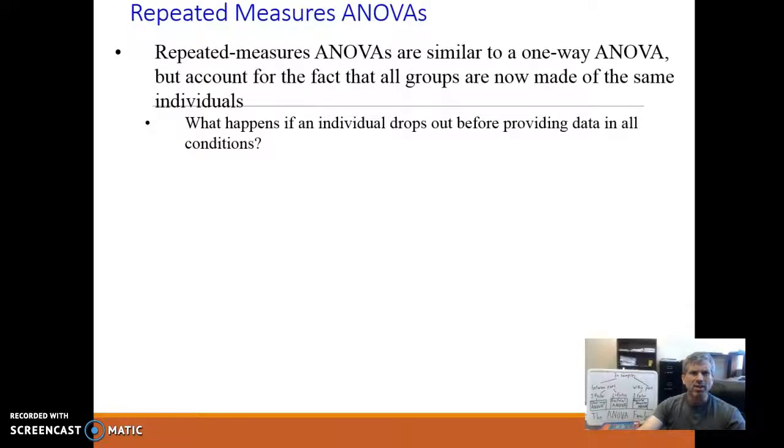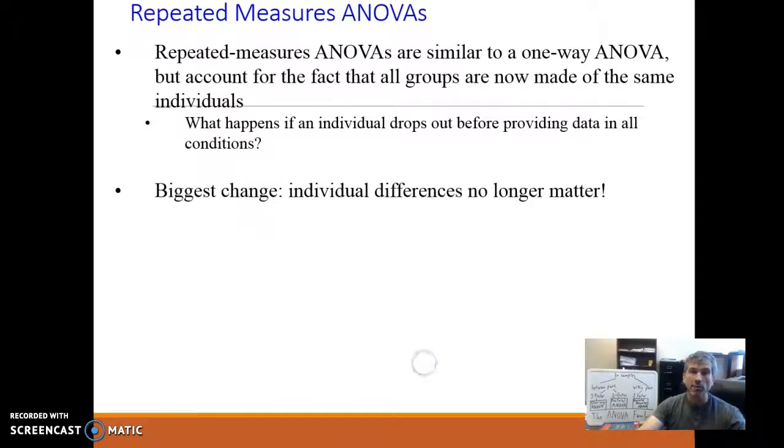By the way, here's a thinker. What would happen if an individual stopped giving data before they provided data in every condition? Well, what would we do with that? Now we would have different people in our different conditions. The answer is you'd drop their data from any comparisons where you needed all of those measurements. So if somebody gives me measurements in the first two conditions but not the third, I'm dropping those two conditions' worth of data they gave me. So in this way, it ensures, again, that all of your groups are made up of the same folks.